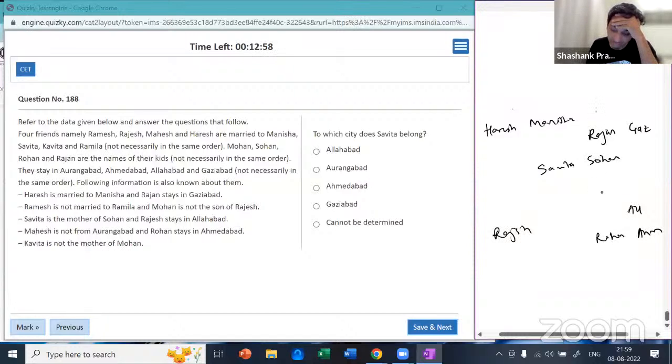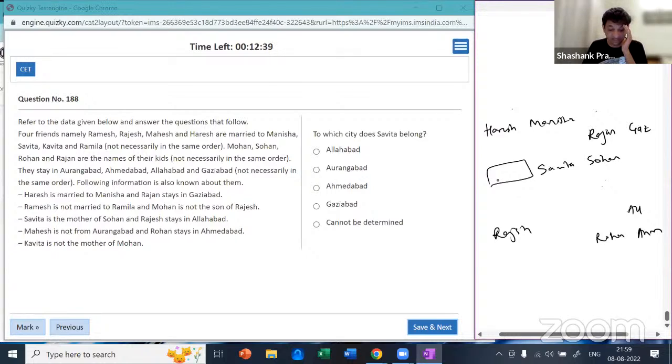So Mohan can be here, Mohan can be here. Okay, one second. Mohan is not the son of Rajesh. So Mohan can be here or Mohan can be here. Rajesh can be either of these places. Rajesh cannot be here, Rajesh is here.